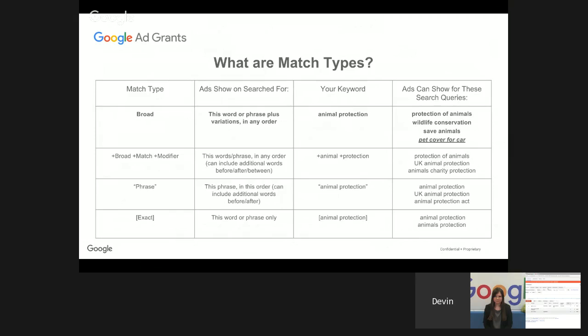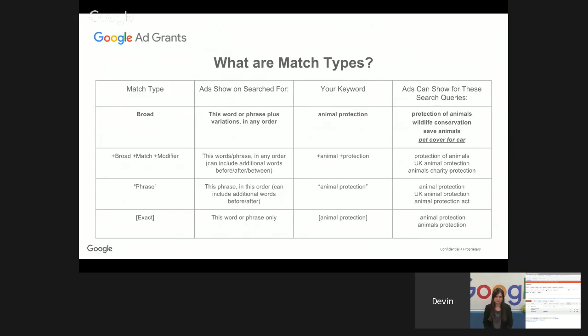Now, when the order does matter, then phrase match can be really useful. When you put quotes around something, it signals to our system that a person's search has to include what's in those quotes exactly, but they can include something before it or after it. Something to keep in mind is that you don't have to only use one match type in your account. You can have a combination and test different ones.